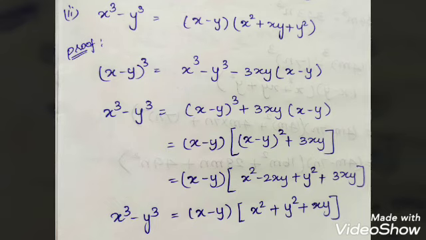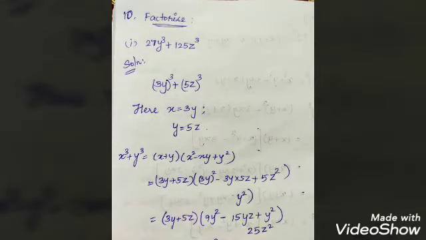Then what is all the remaining? (x minus y) the whole square plus 3xy. Write the formula of (x minus y) the whole square: x square minus 2xy plus y square plus the remaining 3xy. If we simplify, what are we getting? (x minus y) into (x square plus y square plus xy). This is the formula of x cube minus y cube. Your 10th problem, we are going to factorize, right? 27y cube plus 125z cube.